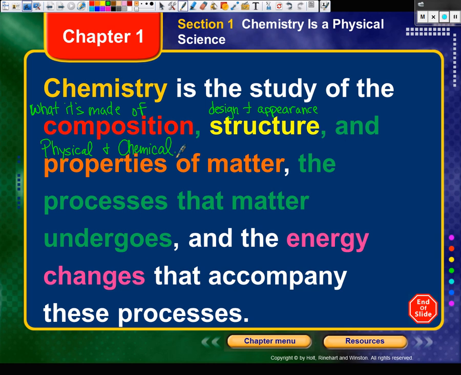Then, the processes that matter undergo. Okay? So processes is how is it going to change? And that's the question. How can we manipulate it? How can we affect it? What can we get it to do when we mix it with other things? If I take baking soda and vinegar and pour them together, does anybody know what happens? It bubbles and fizzes and foams. Why? I mean, what makes it do that? Okay, it's a chemical reaction.